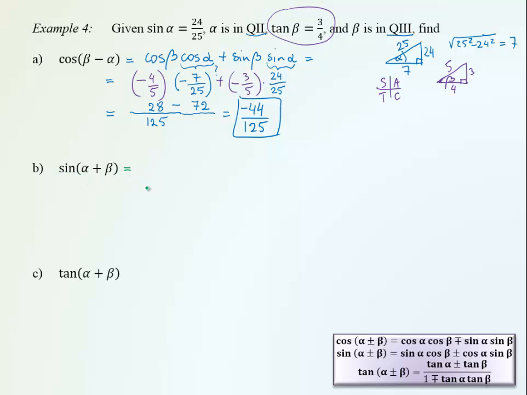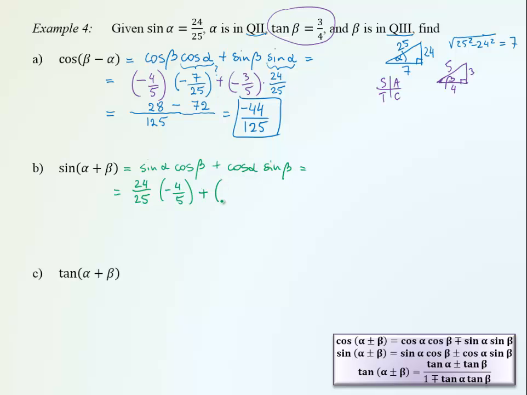Okay, let's try the same with sine of alpha plus beta. You're welcome to stop the video and try these exercises on your own. And if you have any trouble, look at the video. Sine of sum of angles. We follow this formula with the top signs. So it's sine alpha cosine beta plus cosine alpha sine beta. And as before, sine alpha, we already know that's 24/25. Cosine beta, we figured out, is negative 4/5.